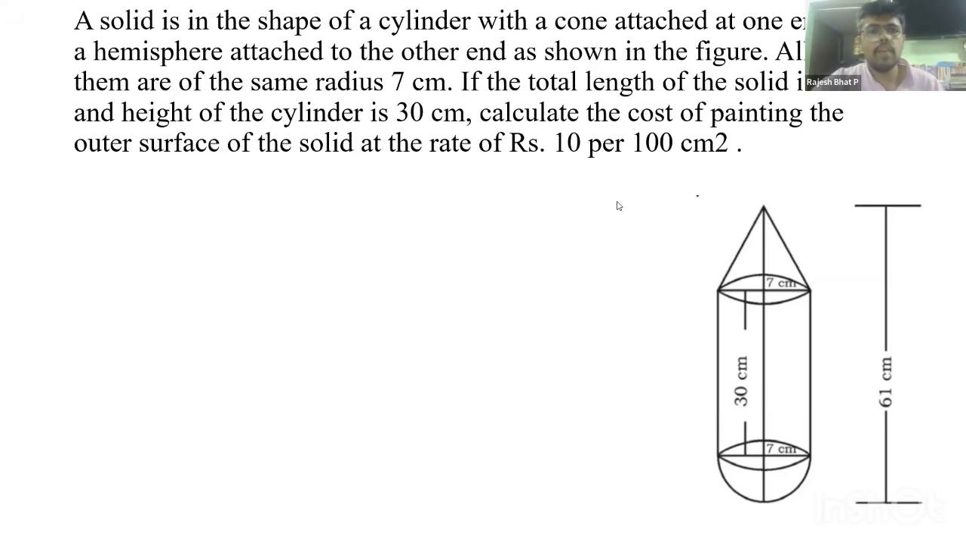So now this problem. Again, follow the steps. A solid is in the shape of a cylinder with a cone. This is the shape, and the radius is given. The total height is given as 61. Calculate the cost of painting. Remember, the cost of painting means surface area. Anywhere you see the word painting, it is a surface area problem. Anywhere you see the words water filling, or capacity, it is a volume problem.